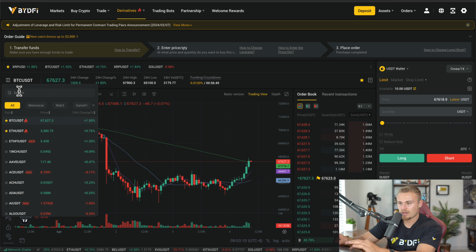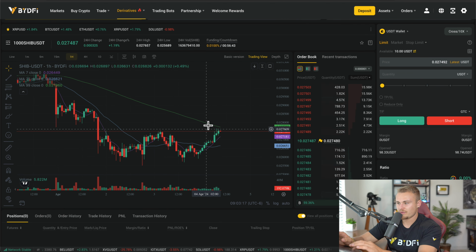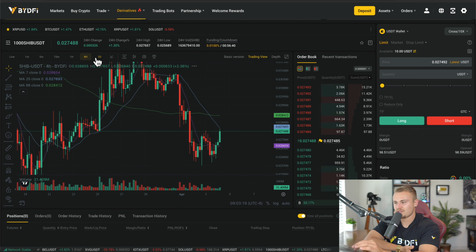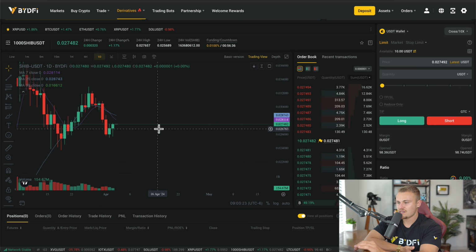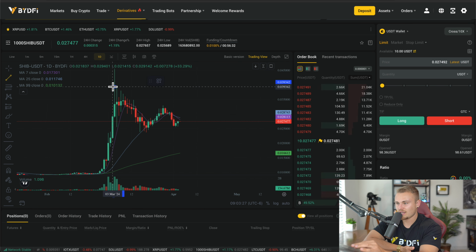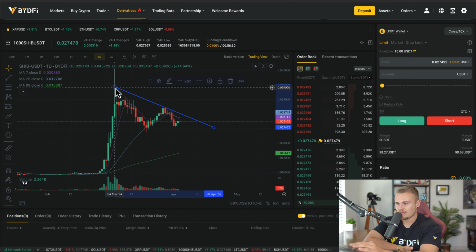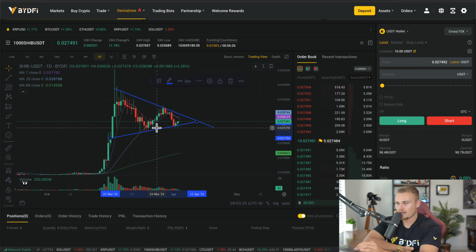For example, if we were to type in Shib here, it's going to be 1,000 Shib. This is it. You can see it's loaded up right here. Currently retesting price ceiling on the hourly, but if we jump to the daily, you can see we're actually starting to reverse up. And you can see beautifully this pattern that's forming. There is a clear cut downtrend for sure. Now we're forming an uptrend, which is even more interesting here.